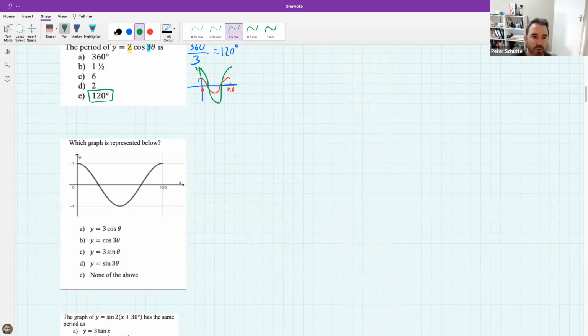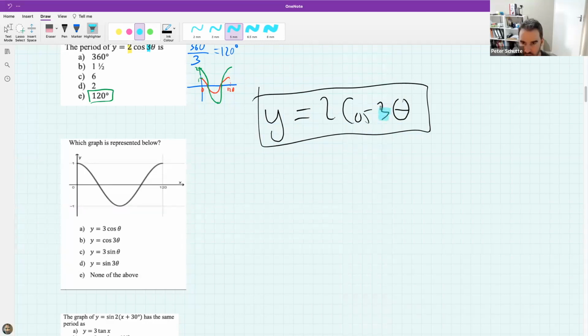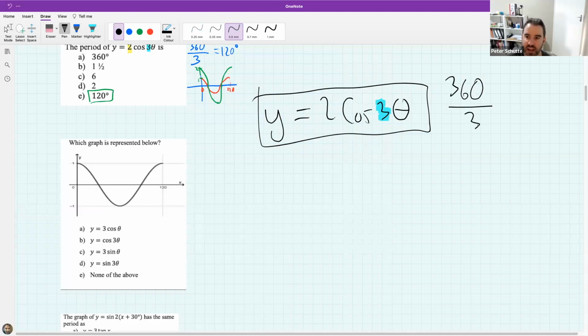So in the previous question, we had this function that looks like this, and they asked us what is the period of this trig function. This is the previous one. The only number that mattered was this number. So all I needed to do was say, what's the normal period of the cos graph? It's 360, and divide by the number in front of the theta, and then you would get 120 degrees.